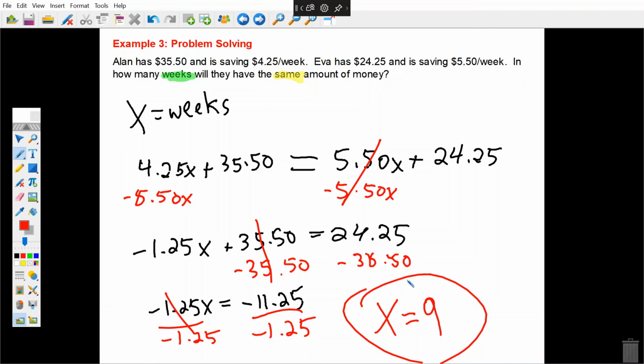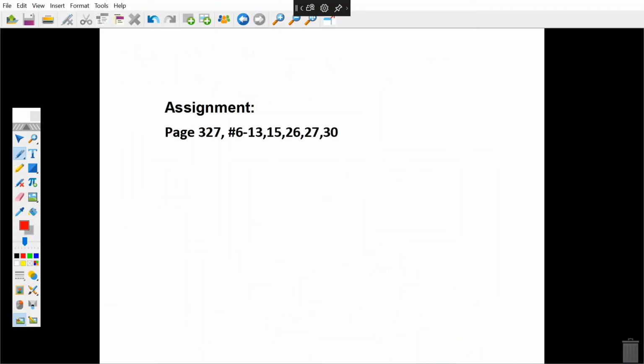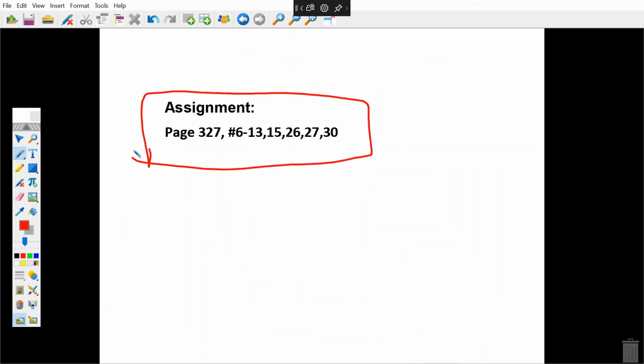That brings us to the end of 8.4. Here is your assignment. Page 327, 6 to 13, 15, 26, 27, and 30.